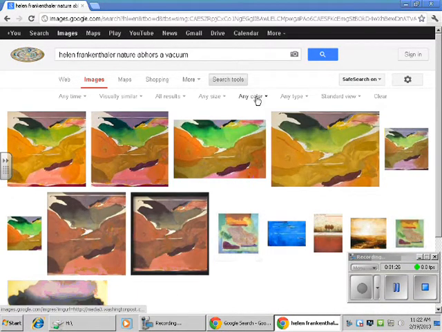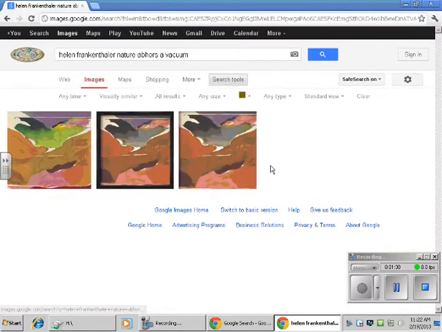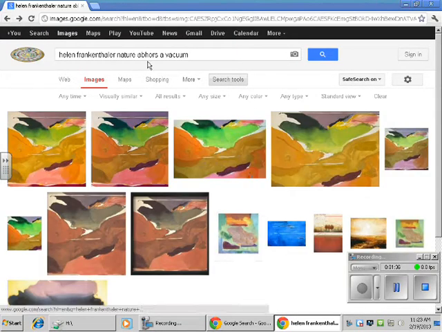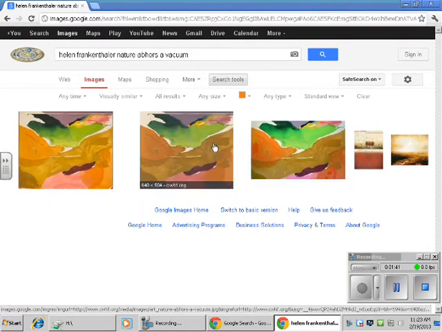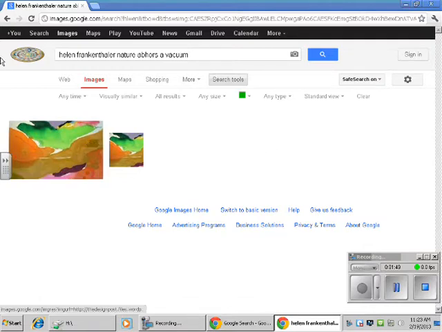So then I thought, what if I did search tools, and then I went to any color, and I clicked on some of these colors. So I did brown, and then the same image came up, but it was in brown and black. So then I went to orange, and it came up again, but in the usual colors. So then I went to green, and it came up again.